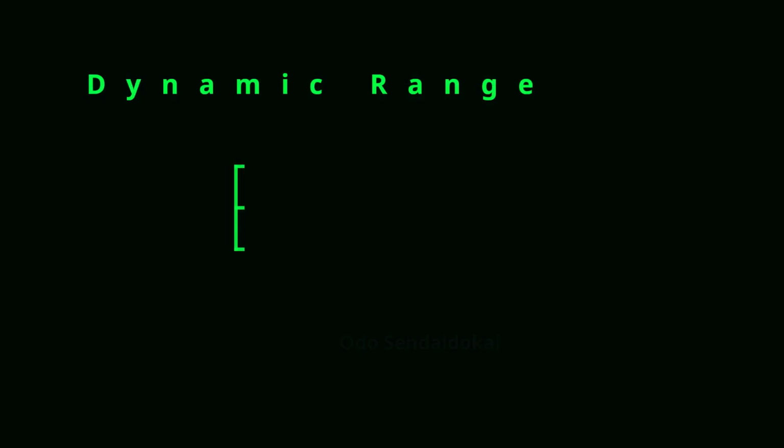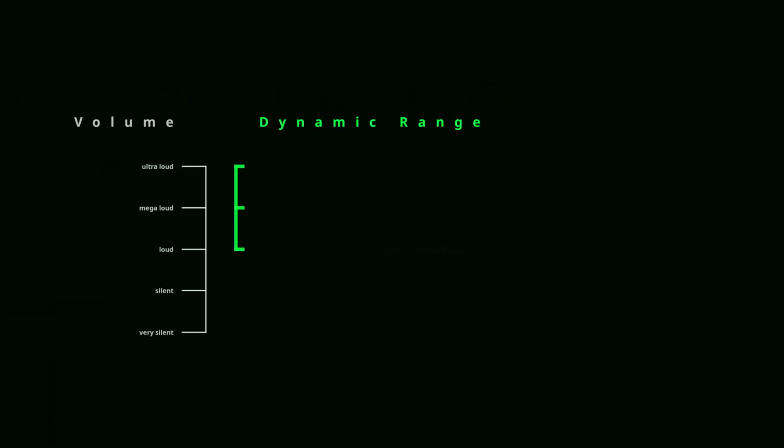if I only had a dynamic range of, say, 3, then I could still map the volume levels loud, mega loud and ultra loud. But with the same dynamic range, I could reproduce the following volumes: very quiet, quiet and loud. Meaning, depending on the volume range in which I set this dynamic range.